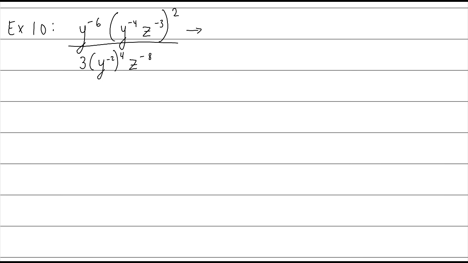Okay, so y to the negative 6 stays the same. Negative 4 times 2 is going to be a negative 8. Negative 3 times 2 is a negative 6. 3 stays the same. Negative 2 times 4 is negative 8. And then z to the negative 8.